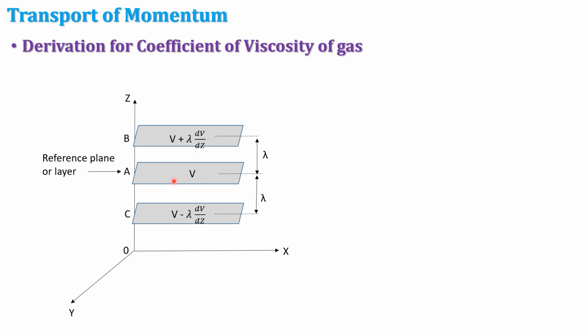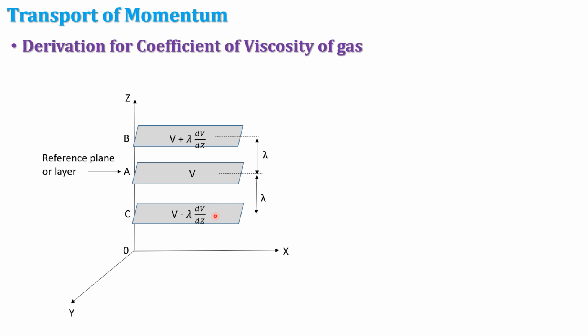Suppose all layers above A are moving faster than all layers below A, while all layers below C move slower than all layers above A. The faster moving molecule exerts a tangential force on this layer A, and it tends to increase its velocity.